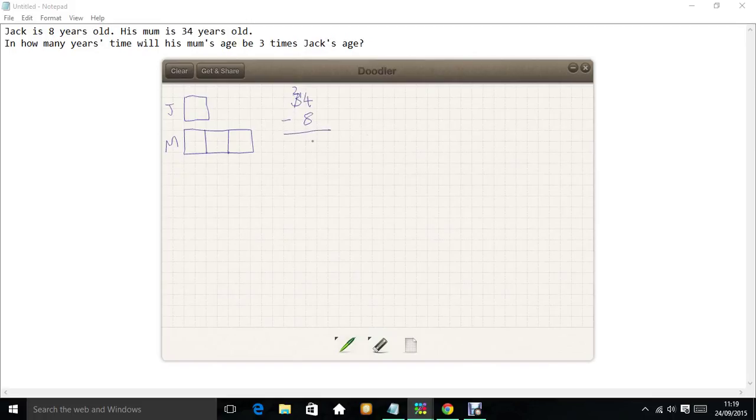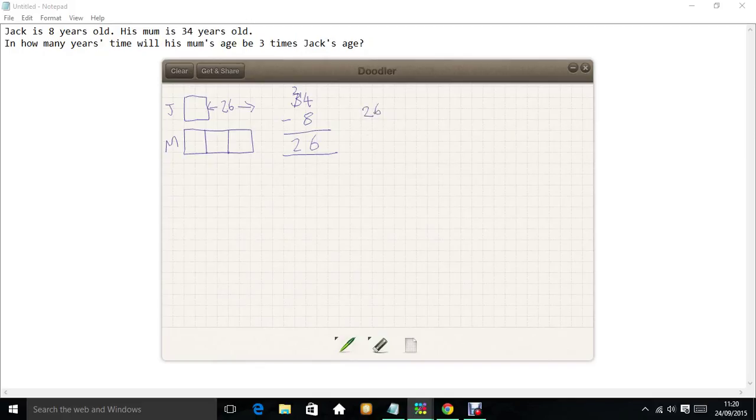The difference is 26. Now, the difference in their age will remain constant. It will always be the same. So in this future model, the difference in their age is also 26. So the difference between Jack and mum is 26. 26 corresponds, you can now see, to two of these blocks.